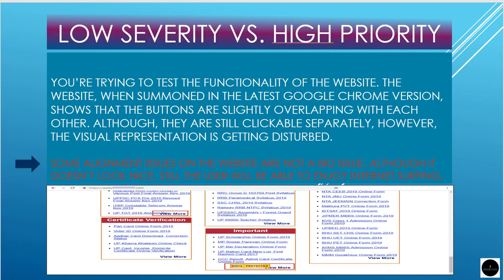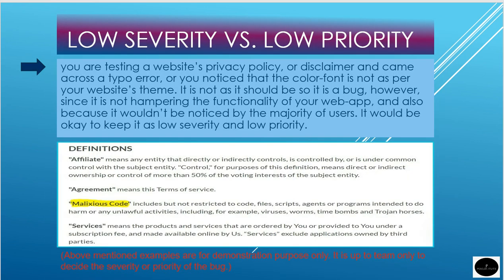So low severity versus high priority. Suppose you're trying to test the functionality of the website, and the website when opened in the latest Google Chrome version shows that the buttons are slightly overlapping with each other. Although they are still clickable separately, the visual representation is getting disturbed. Some alignment issues on the website are not a big issue. Although it doesn't look nice, still the user will be able to enjoy internet surfing. So this is the example of low severity versus high priority bugs.